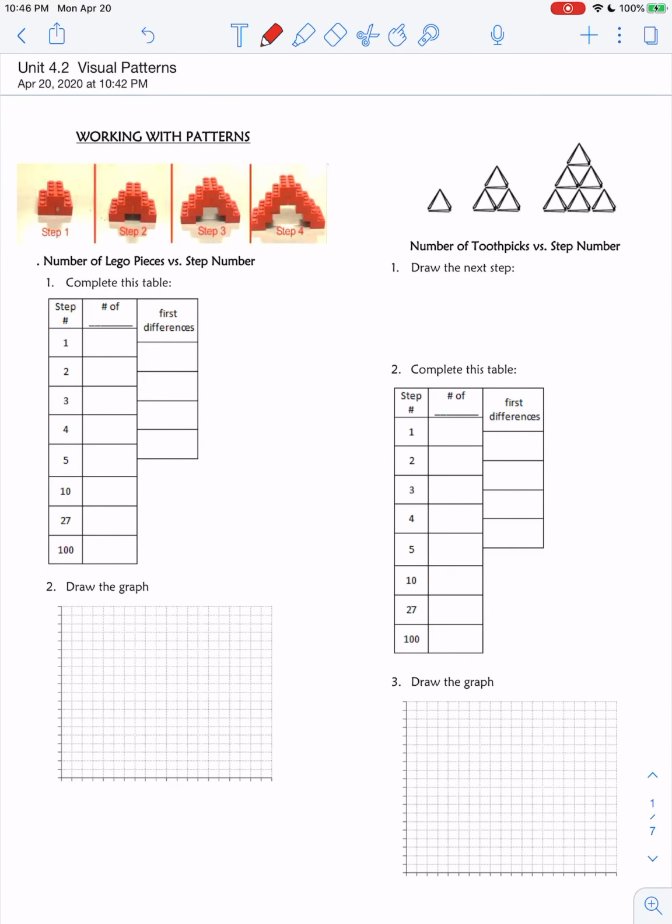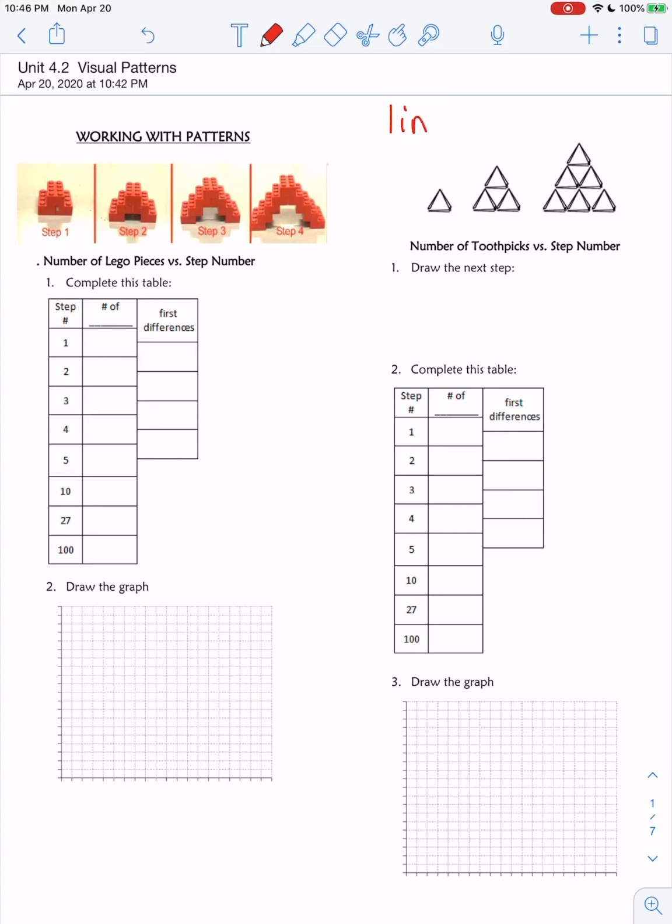Welcome to Unit 4.2, Visual Patterns. Mathematics is the study of patterns. We look at patterns in numbers, and as mathematicians, we try to come up with formulas that help us make predictions. And so what we want to do in grade 9 is we want to be able to identify linear patterns.